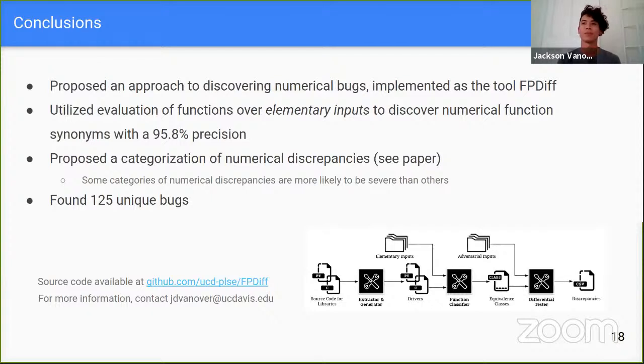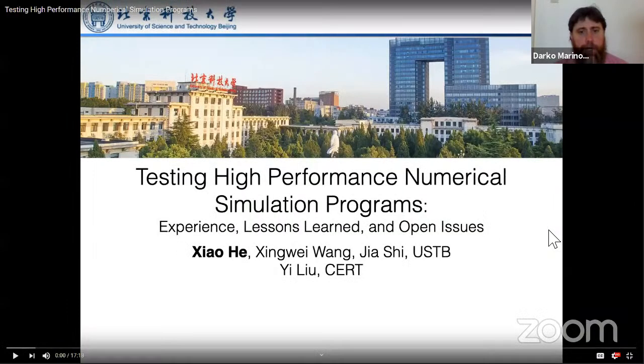Okay, thank you very much. There are a few more questions on Slack. I guess you can follow offline. We should not fall behind the schedule. So let me thank you once more, and maybe we can start with the next talk. Darko, thank you very much. Okay, please follow up on Slack. Yeah, we'll do. Okay, the next talk will be testing high-performance numerical simulation programs, experience, lessons learned, and open issues. This will be recorded video, but Xiaohe is here to take your questions. Please type your questions into Slack. Yeah, you can start the video.